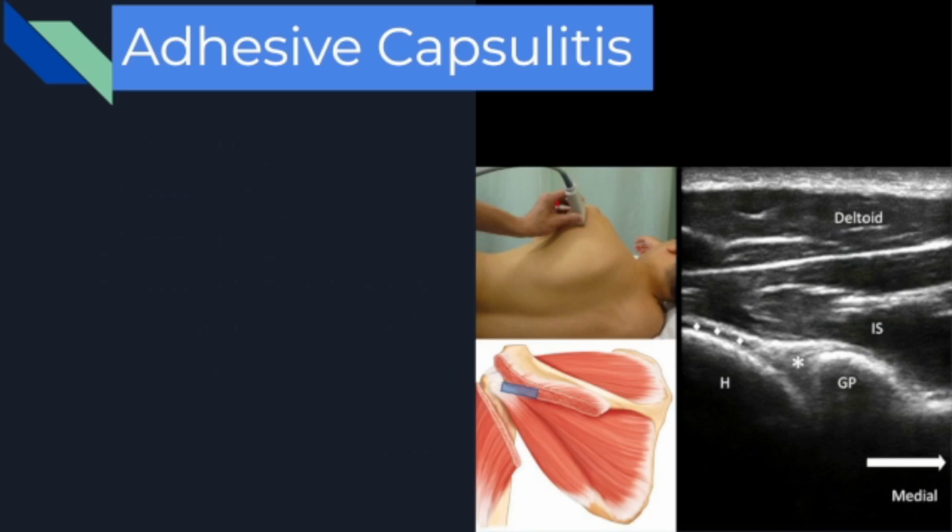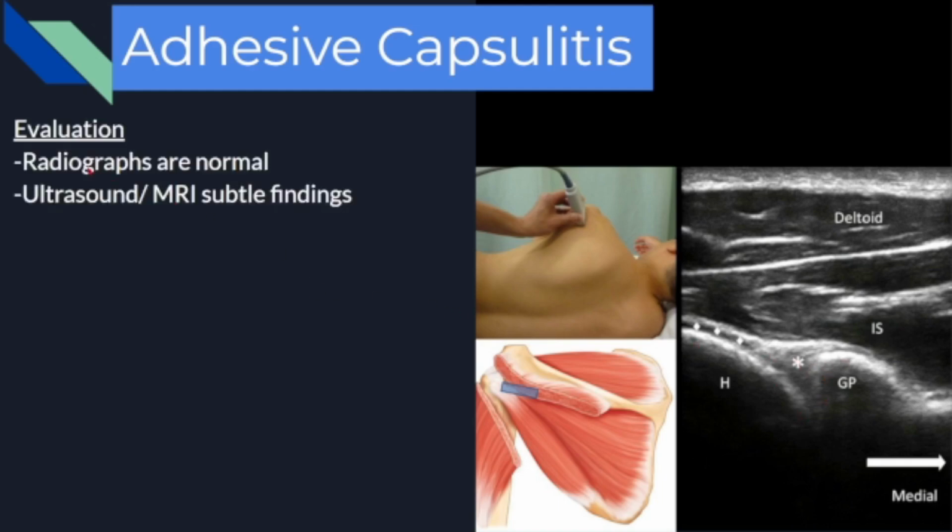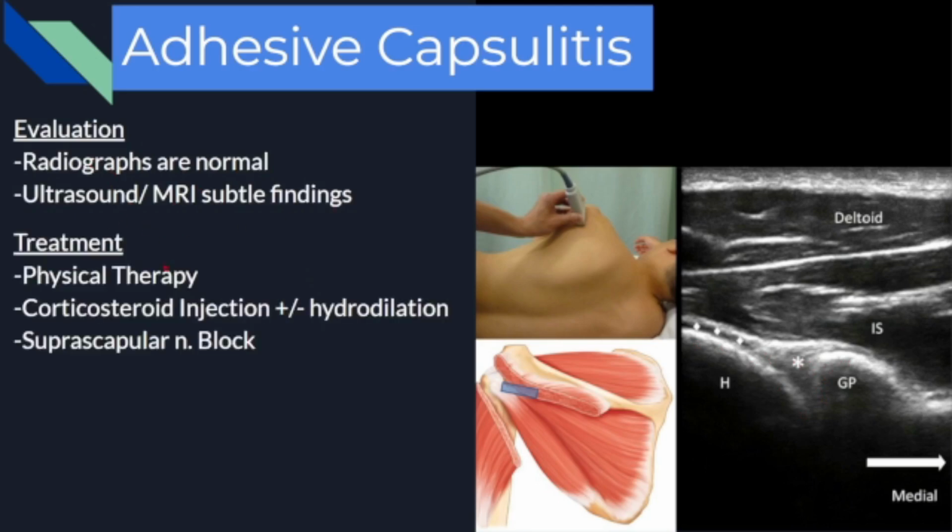You can make the diagnosis with ultrasound of the glenohumeral joint. Here's the probe on the posterior surface. Here is the glenoid rim. Here's the humerus, and then this is the joint. Diagnosis is typically clinical, as I mentioned.